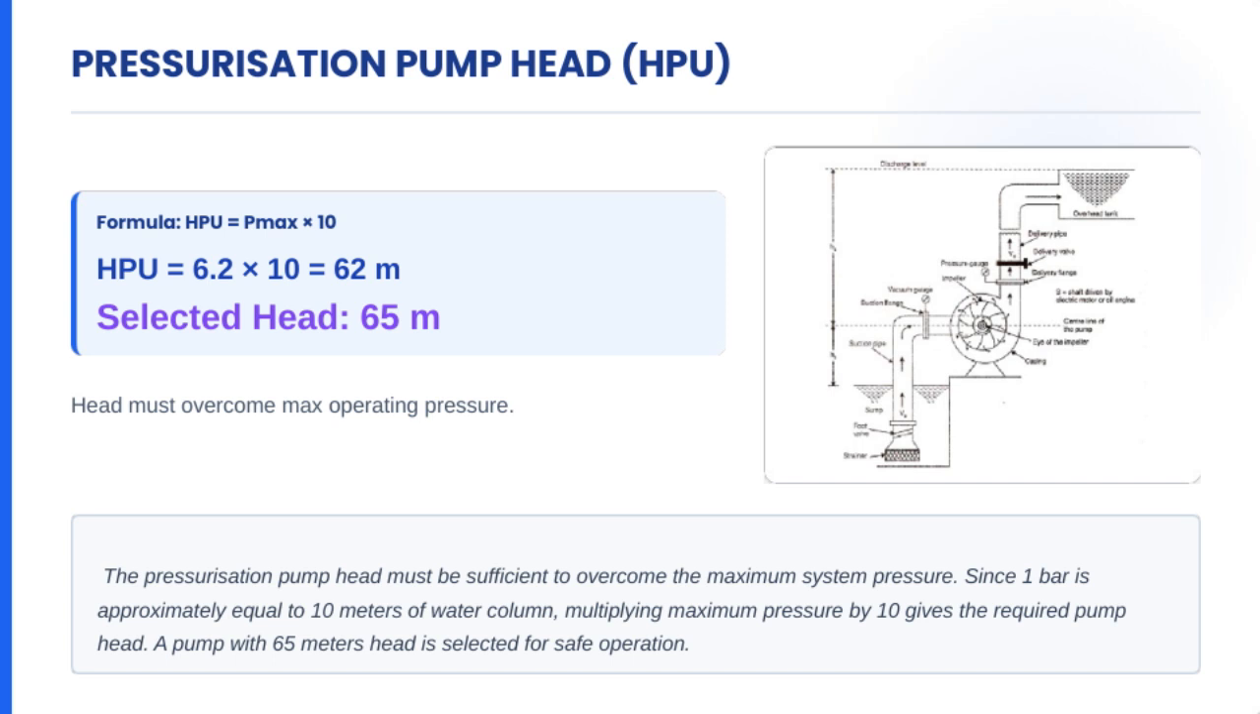In this case, with a maximum pressure of around 6.2 bars, multiplying that by 10 results in 62 meters. To ensure safe operation and account for any variations, we select a pump with a head of 65 meters. This way, the pump can reliably overcome the maximum system pressure and maintain proper system performance. This concept is crucial because the pump head must be sufficient to handle the highest pressure conditions the system will face, ensuring stability and safety.